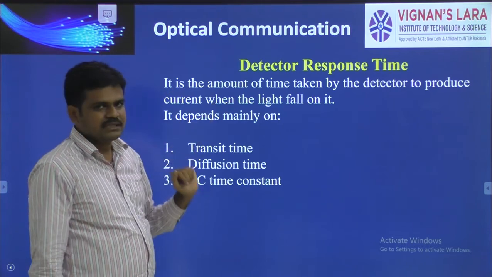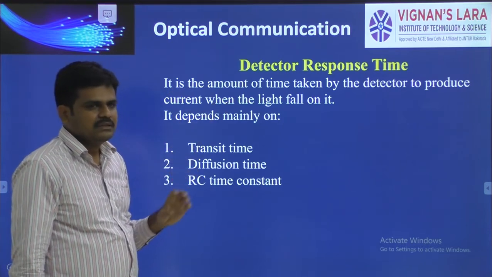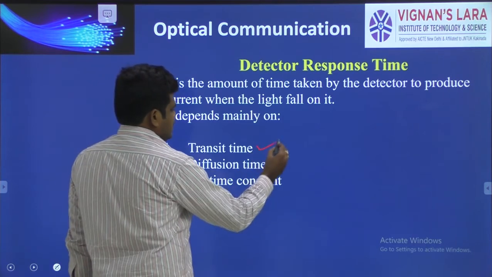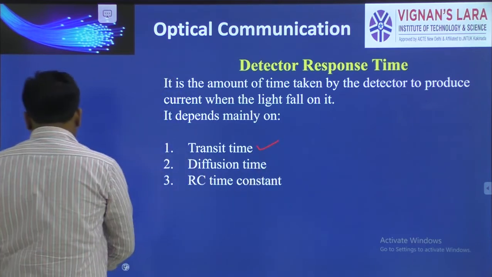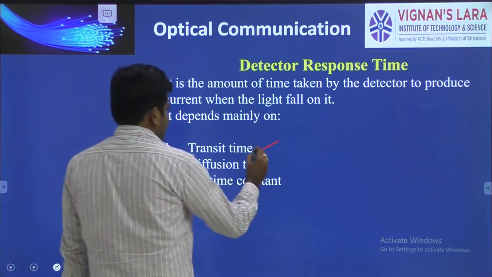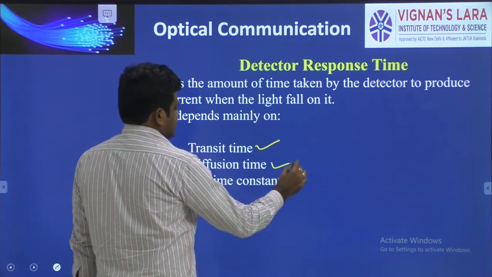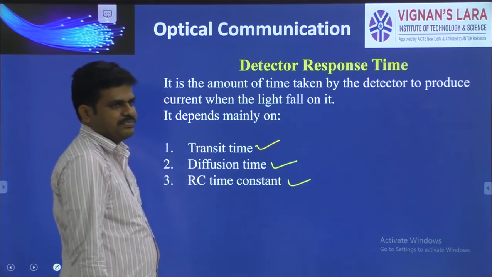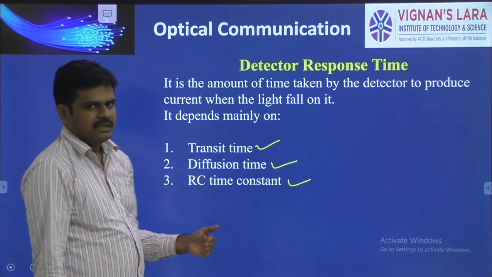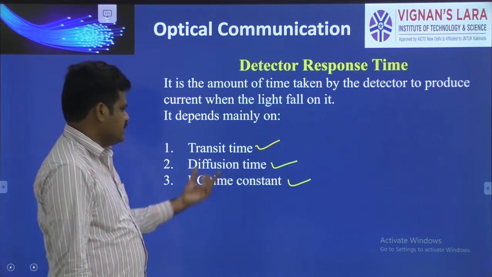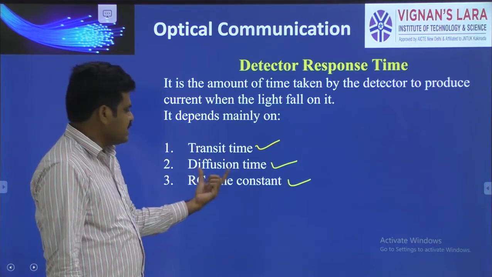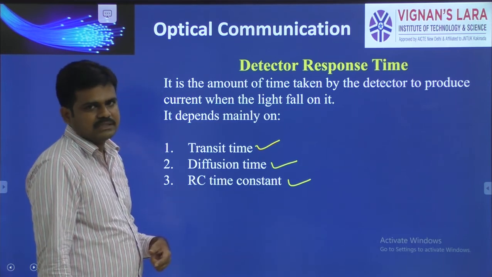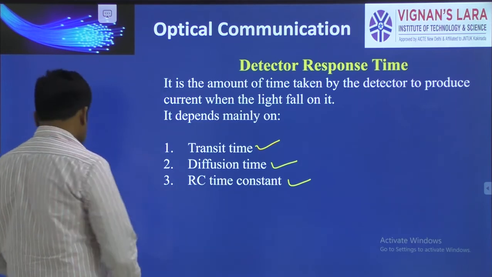But this detector response depends on certain factors. What are those? One is transit time. Second one is diffusion time. Third one is RC time constant. Detector response time depends on three factors: transit time, diffusion time, and RC time constant. Let us see what these three factors are.